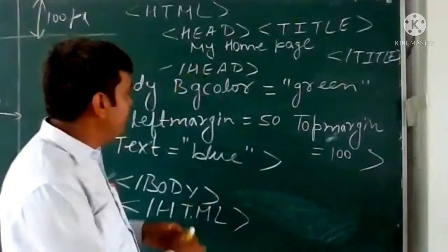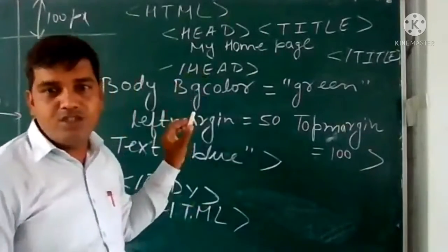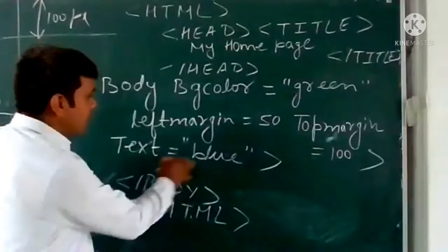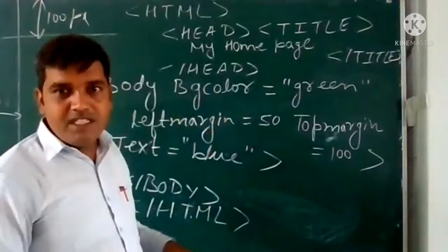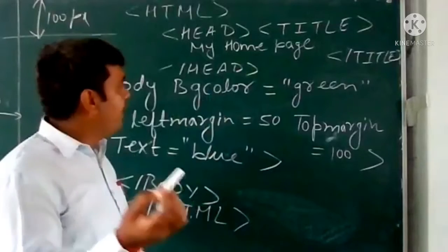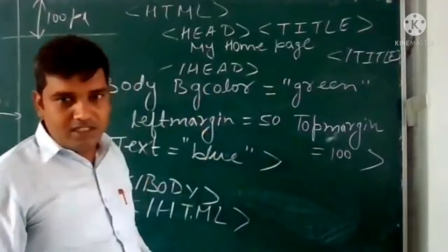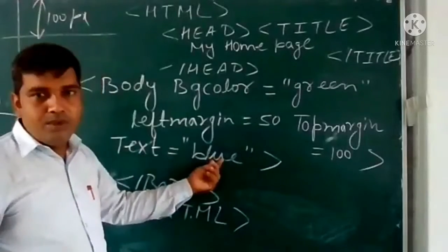Text. All the text on the web page should appear here. See, all the text is appearing in white color, as if I wrote it with white chalk. But if I write text equals to blue, all the text on the web page will appear in blue color. Like my chalk, if I write anything on this green board with blue chalk, every text will appear in blue. Okay. So this is the value.